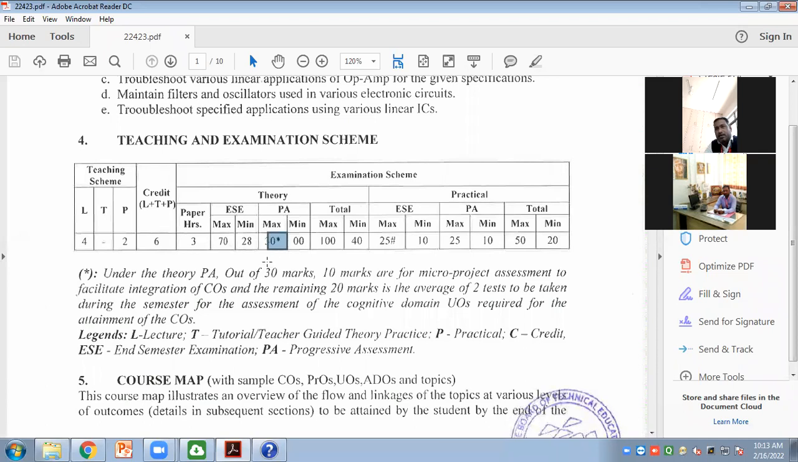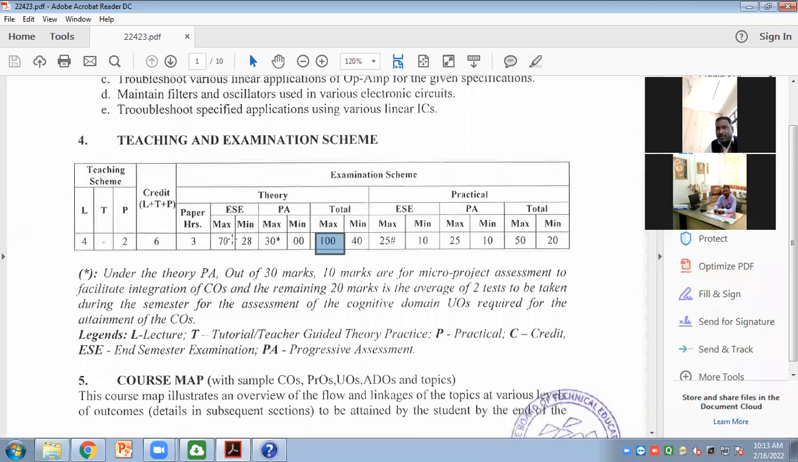The additional marks are 30, for the micro project and your class tests. That is the average of two class tests, 20 marks, and micro project marks 10. So 10 plus 20 is 30. Total marks are 100: the board theory paper plus class test plus micro project. Out of 100, the minimum marks should be 40.